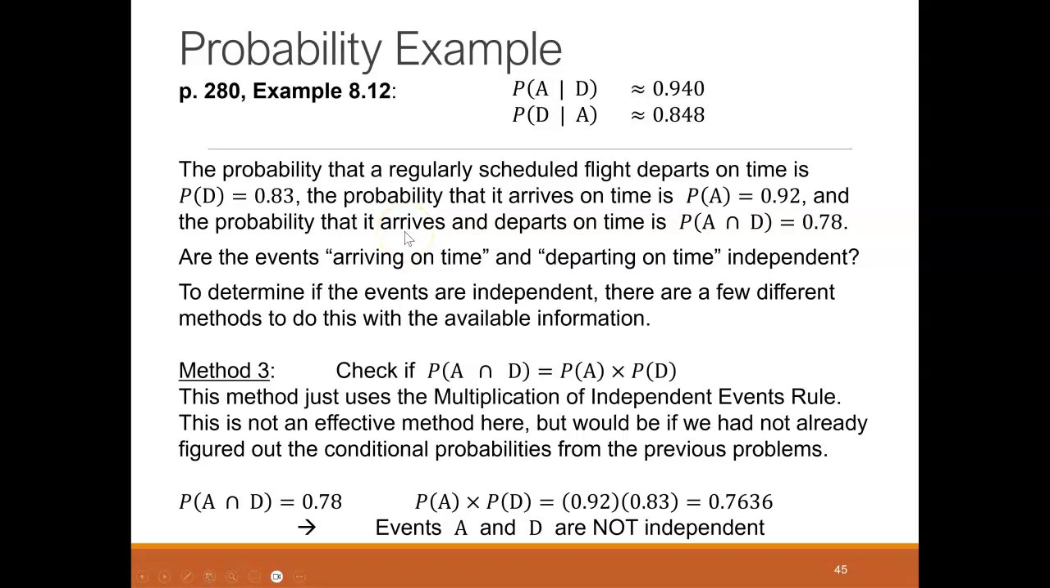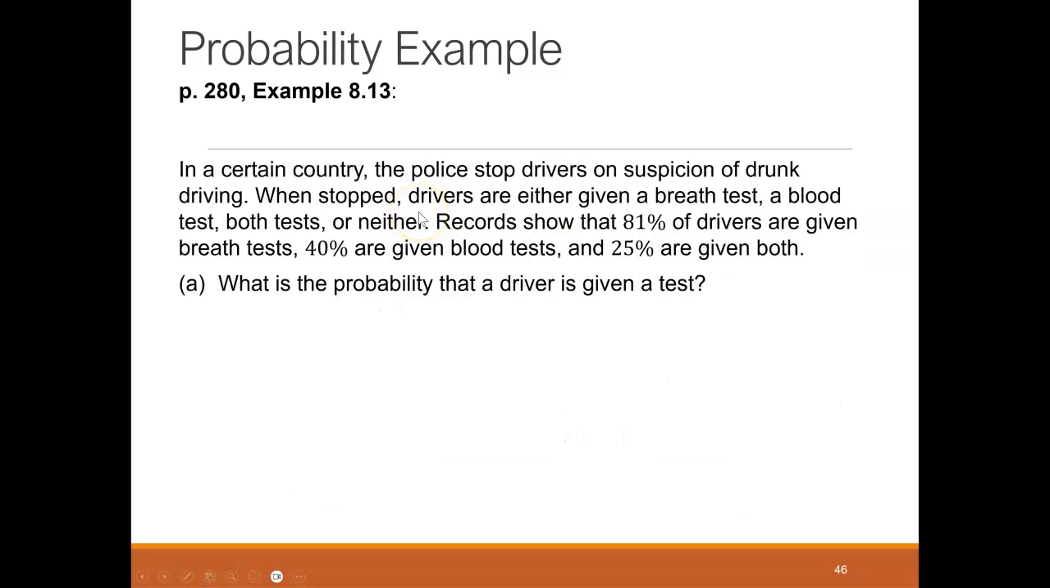It's a third method, right? So again, the three methods to check for independence. You can check, is the conditional probability equal to the regular probability for either of the two conditions? Or you can check, does the multiplication principle hold for independence? P of A and B equals P of A times P of B.